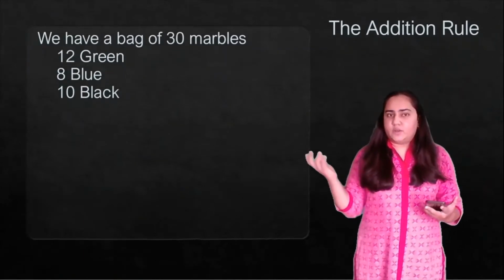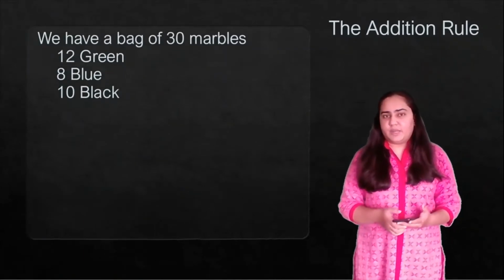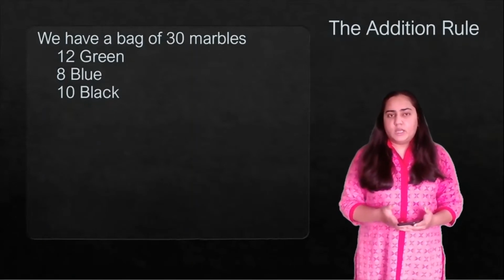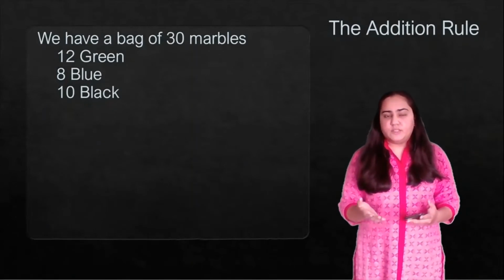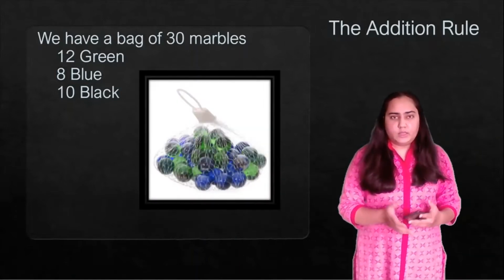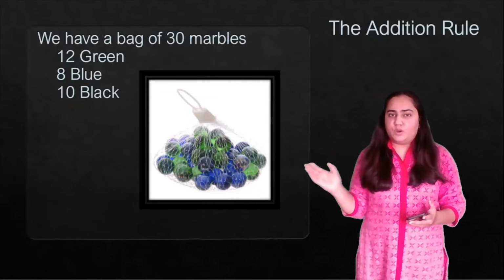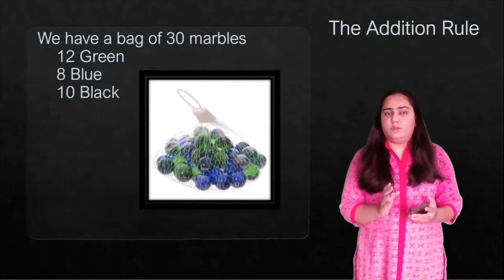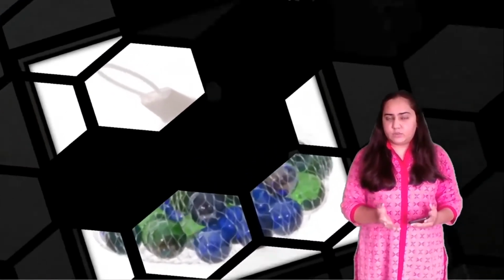Now let's take another example. So we have a bag of 30 marbles. Out of that, there are 12 green marbles, 8 blue marbles, and 10 black marbles. So this is the bag of marbles: 12 green, 8 blue, and 10 black, and totally 30 marbles.